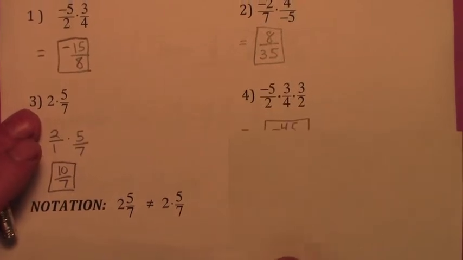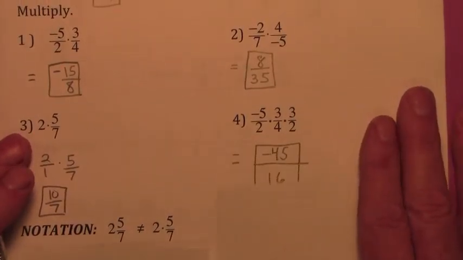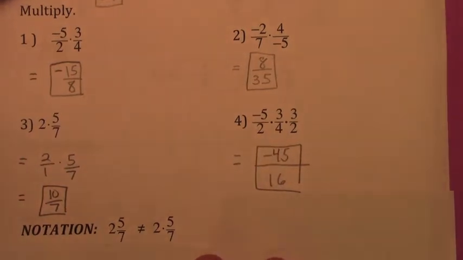Okay, good. What if you have three fractions? How would you multiply three fractions together? The answer is just multiply straight across. You get negative 5 times 9, which is negative 45. And here you get 2 times 8, which is 16. So there you go. Negative 45 over 16.